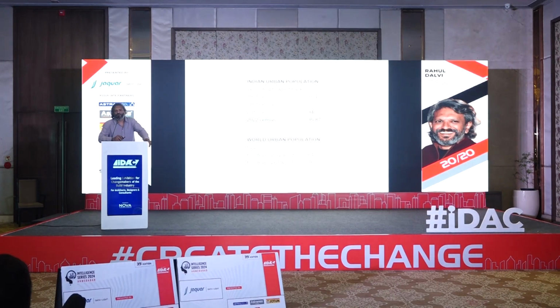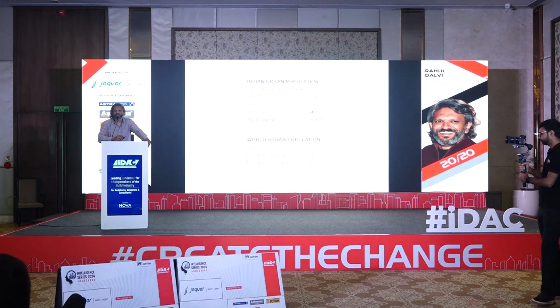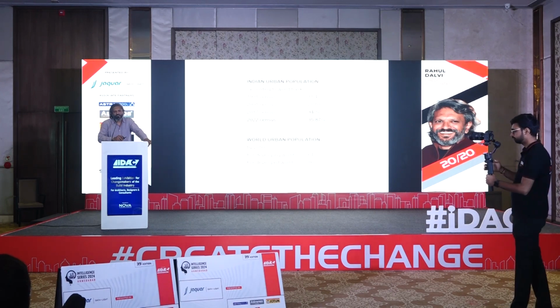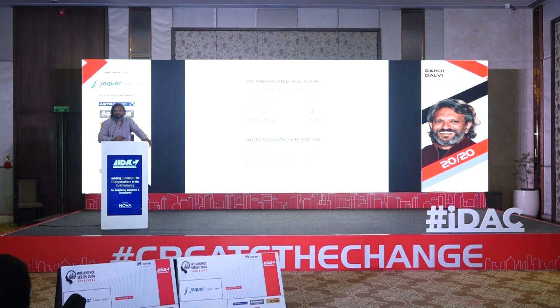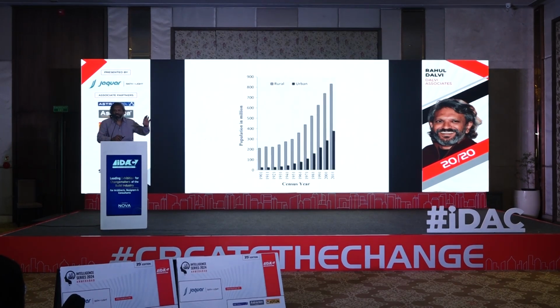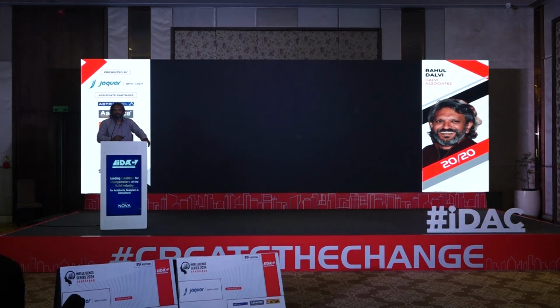The census of 1901 for the urban population was 11.4 percent as against the rest in rural areas. In 2022, it's 35.87 in India. At this point of time, somewhere around 36% or 36.5% is what I gauge. But the world population, for developing countries, by 2050 would be 64, for developed 86. India would probably by then be 85. Mohit is very good with numbers, so probably 85. That's the scale, that's the disparity that we are seeing. The disparity reduces with the years.